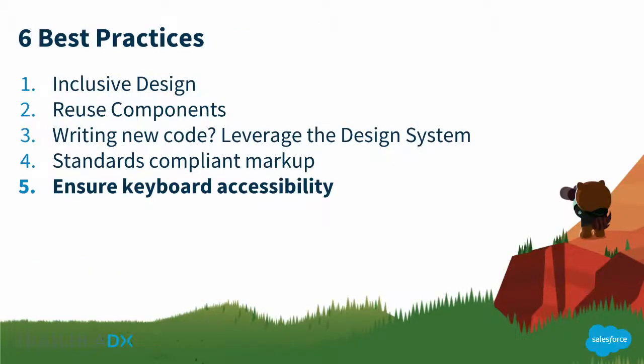So back to our best practices again. Number 5 is all about keyboard accessibility. So this is the ground rule of accessibility in terms of the finished UI. If it's not accessible with the keyboard, it's a non-starter. And so there's a simple rule here. If you can do something with the mouse, you need to be able to do it with the keyboard. So in other words, with the tab key and enter and so on.